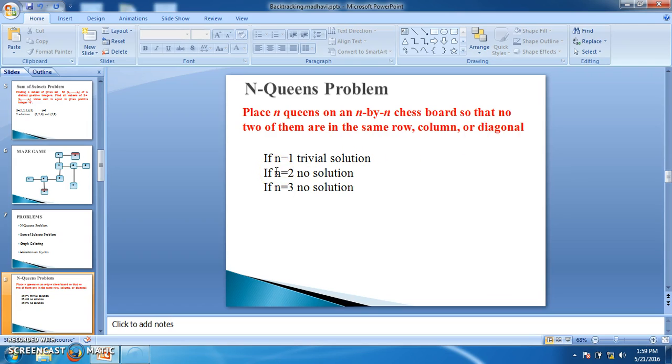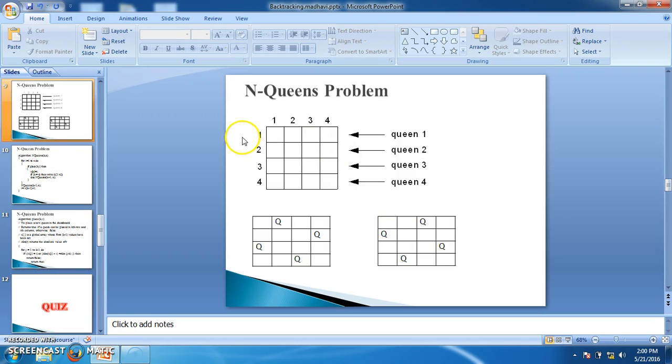For example, if n is equal to 1, then the solution is trivial. If n is equal to 2, there is no solution at all. And again, if you choose n is equal to 3, again there is no solution. This is one reason why the n-queens problem always starts from n is equal to 4. So this is the way we have n cross n, that is a 4 cross 4 chessboard, and we need to place queens 1, 2, 3, 4 in this chessboard.